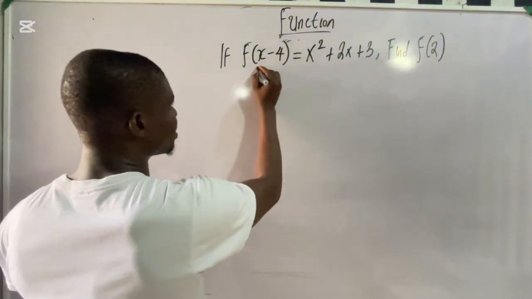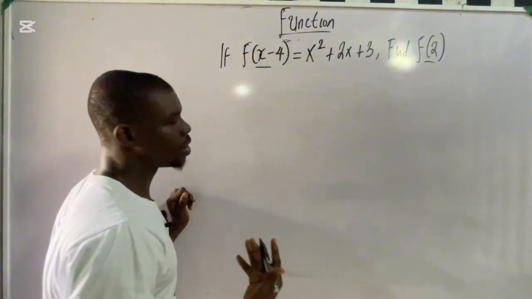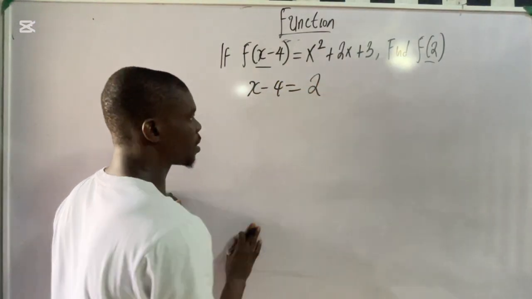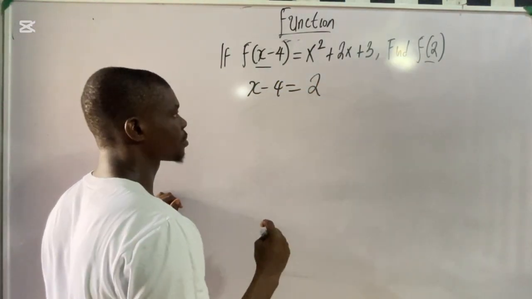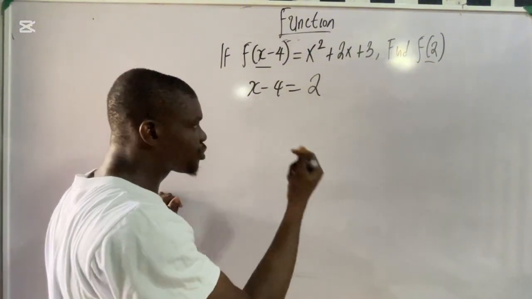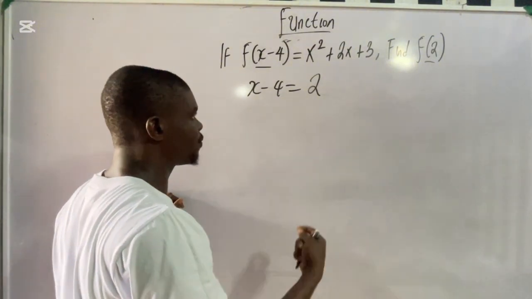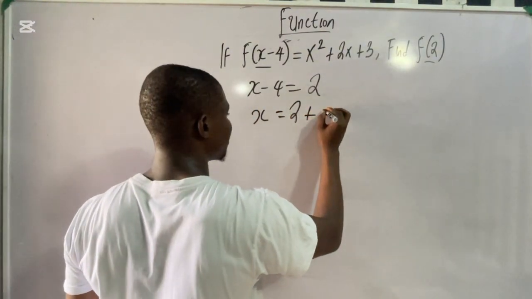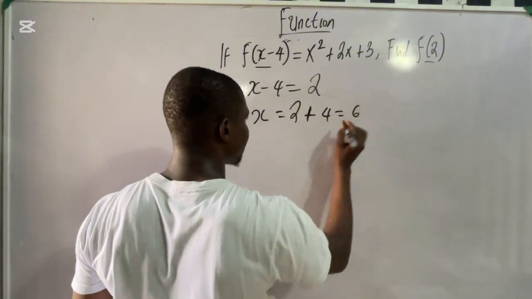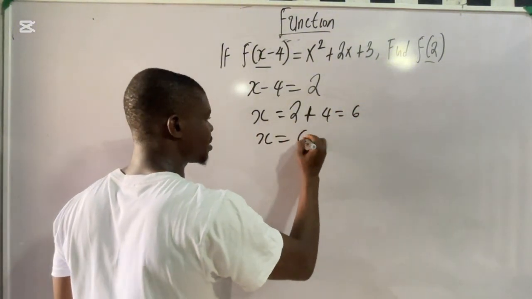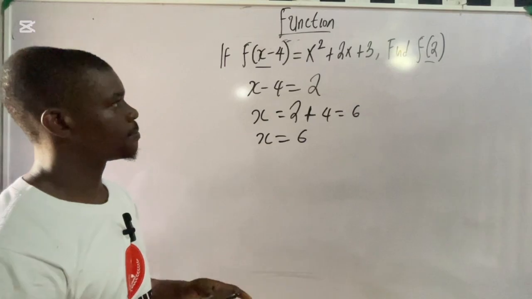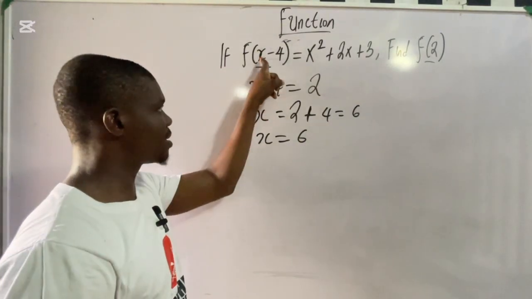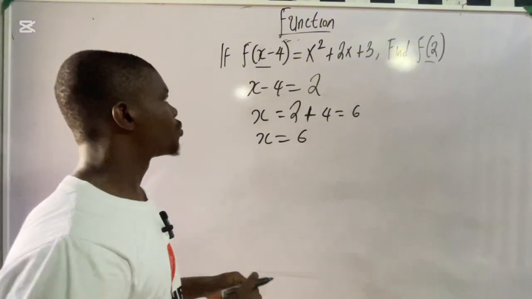Now remember, we have to equate this and this. That is what you want to do first. So it's going to be x - 4 is equal to 2. Do you understand? Let's make x the subject of the formula. We have x equals 2 plus 4, which is 6. So x equals 6. Now, anywhere I see my x, I'll put 6.